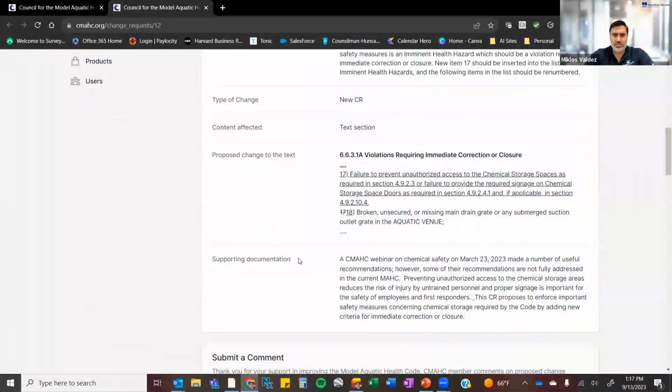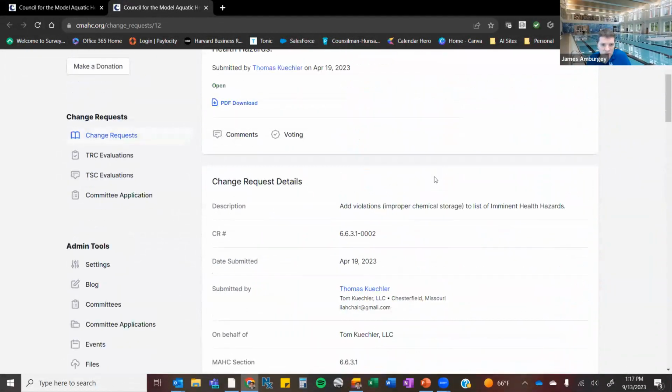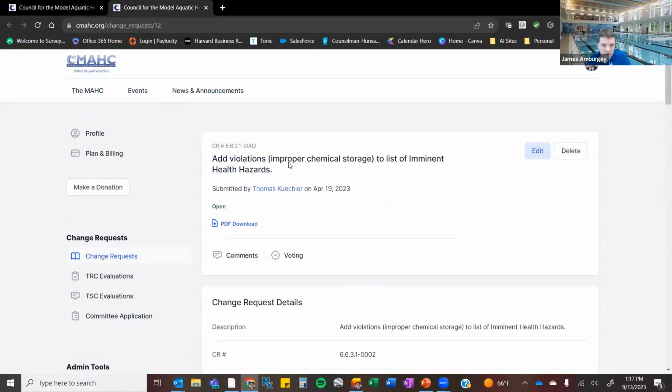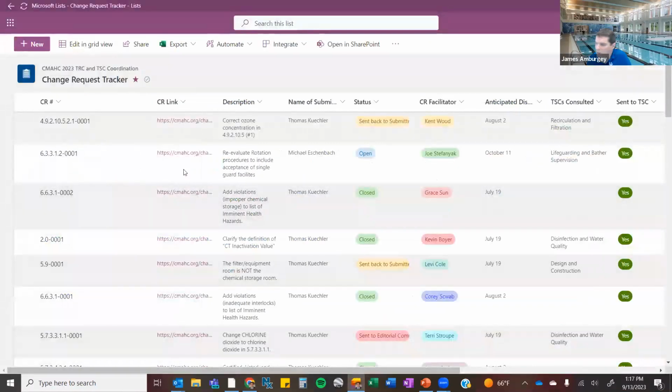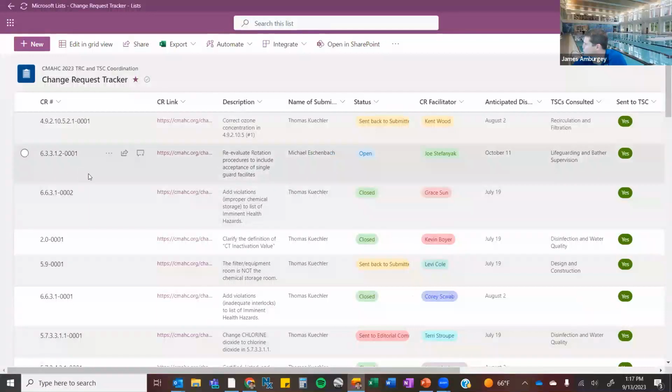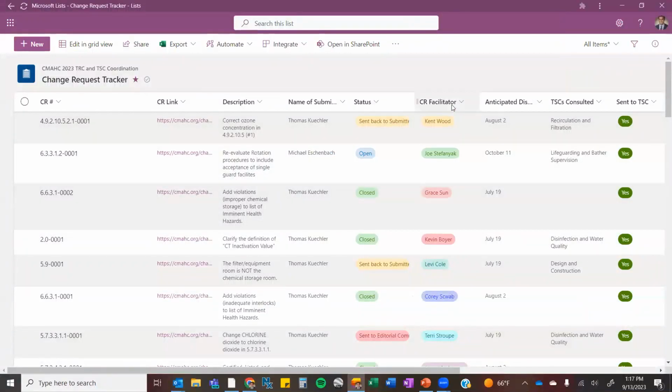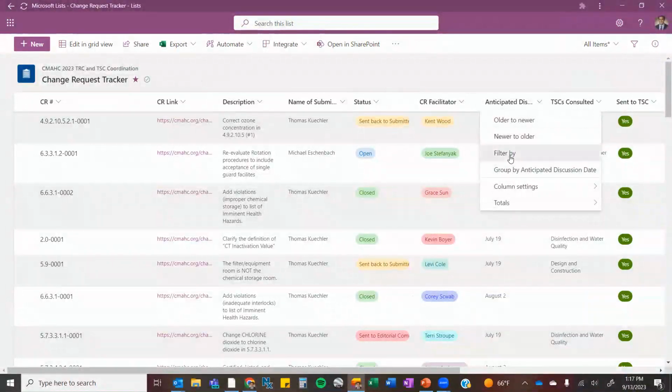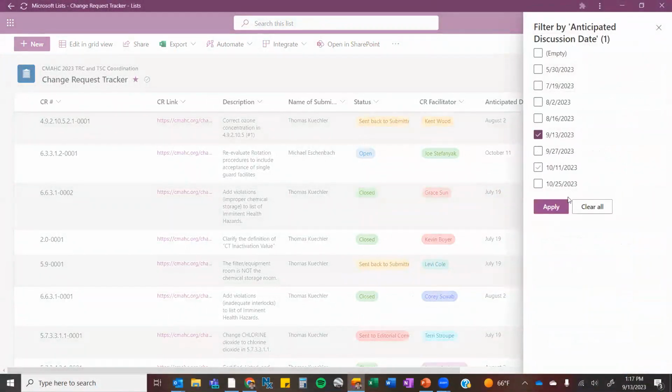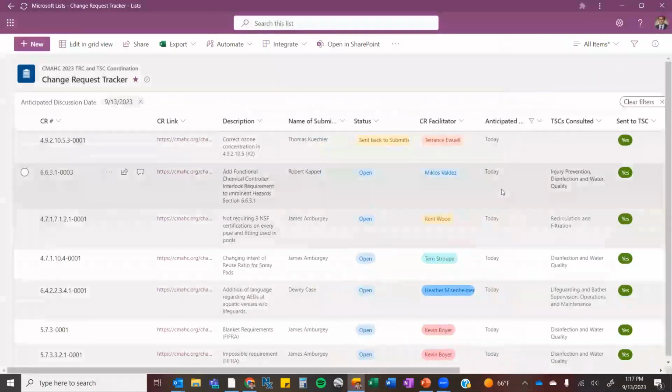Says failure to prevent unauthorized access in a chemical storage space. Yeah, that might be 2 or something. I think you need to be on number 1 for Tom's. Or you got 0002. Oh, it's 001. The 0002, just for clarity, is likely because the original was withdrawn, and that is an improved CR based off TRC comments.